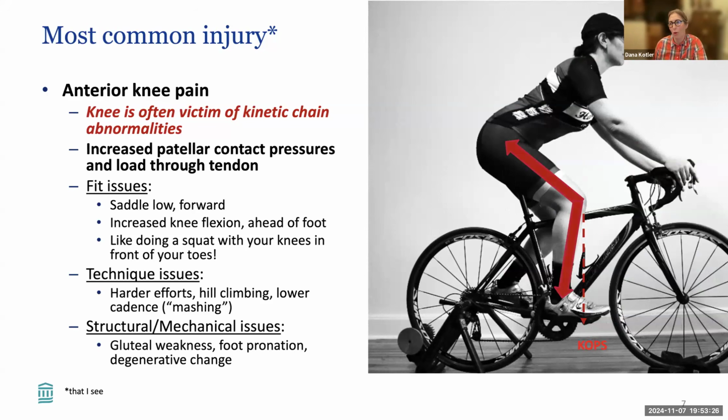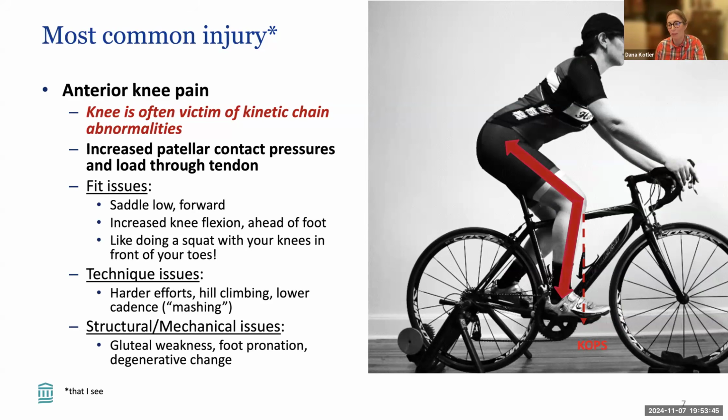So anterior knee pain, or what we call patellofemoral pain, is usually a result of increased pressure on the front structures of your knee, right? So the patellar tendon and the patella pushing backwards against the femur behind it. So you have these increased contact pressures and load through the patellar tendon. And there's a few things that can contribute to that on the bike.